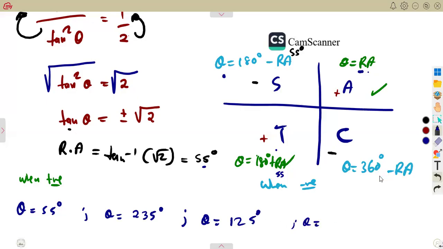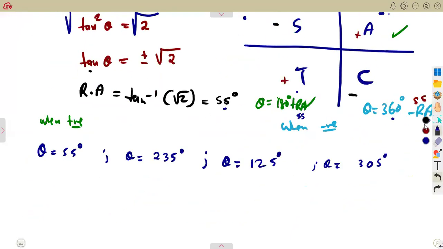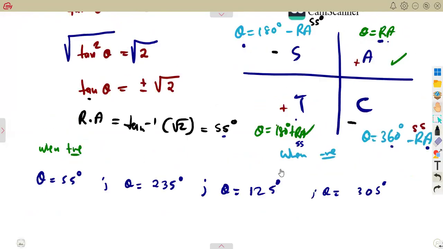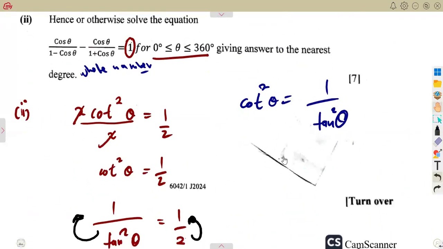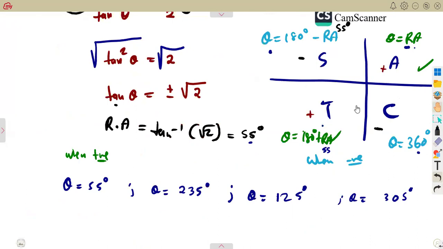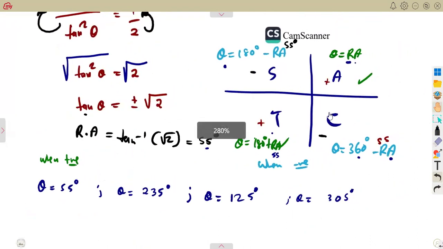Then another theta is going to be 360 minus the reference angle, where it is negative. So it's going to be minus 55 degrees, our reference angle, and that gives 305 degrees. So these are the values of theta within the interval that we are given, from 0 to 360. If you are given this type of question from 0 to 360, just use your quadrants directly, because these angles are taken from 0 to 360.